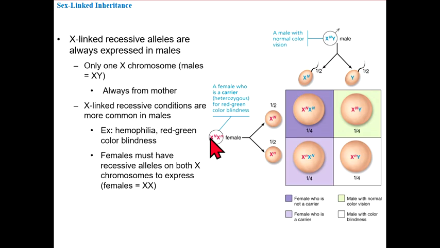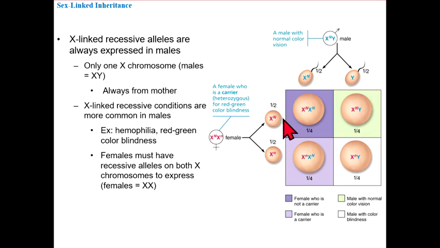Here's a female who has an X with normal color vision and an X with color blindness. This female will not be colorblind because that large N is dominant over the small n. So normal color vision is dominant over color blindness, therefore the phenotype is normal color vision. But when this female produces her gametes, or egg cells, half will have normal color vision. The other half of the eggs will have color blindness gene associated with it.